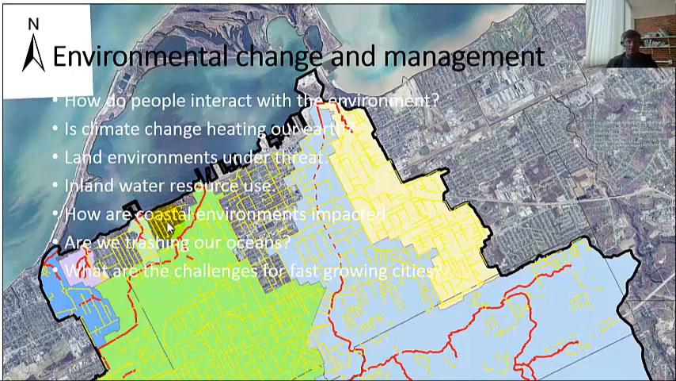How are coastal environments impacted by climate and by man? How are we trashing our oceans? And what are the challenges for our fast-growing cities? So there's some of the questions that will be asked throughout the course.